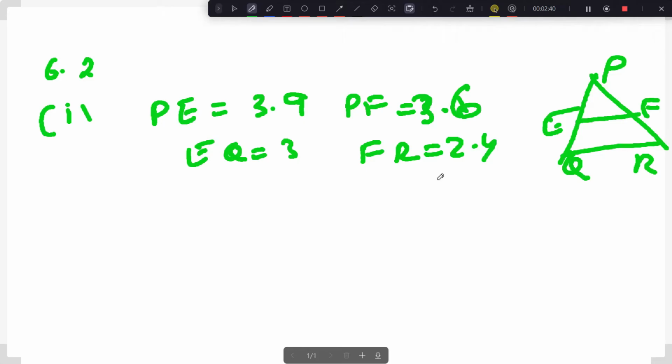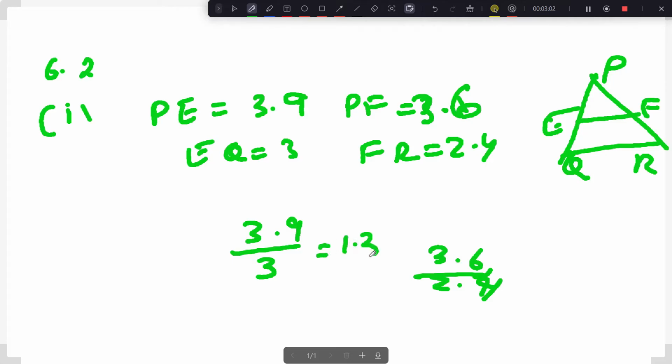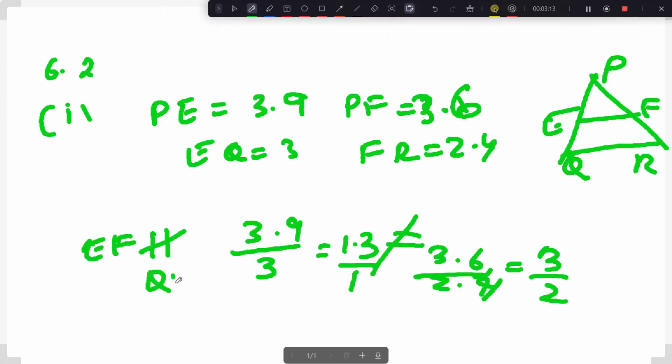So if you look at theorem 6.2, if a line divides two sides at distinct points which are in the same proportion, then it will be parallel, right? So 3.9 by 3, PE by EQ, and 3.6 by 2.4. What is this? So this is not equal. Therefore EF is not parallel to QR.